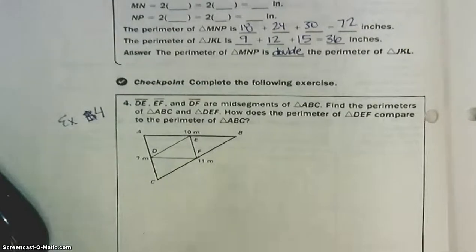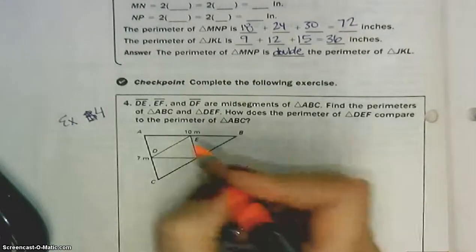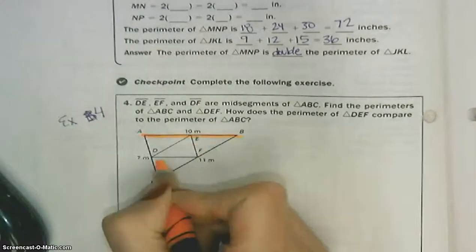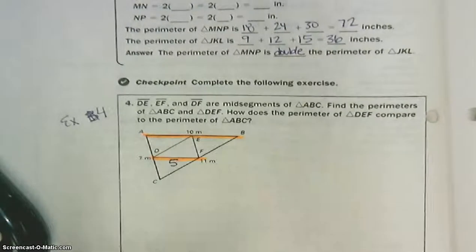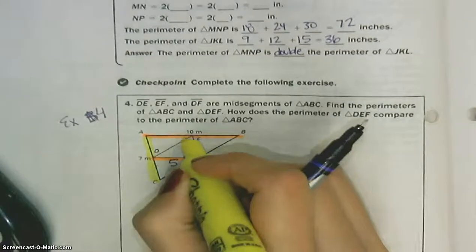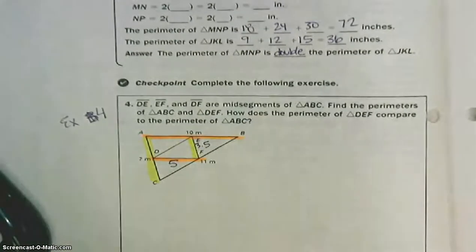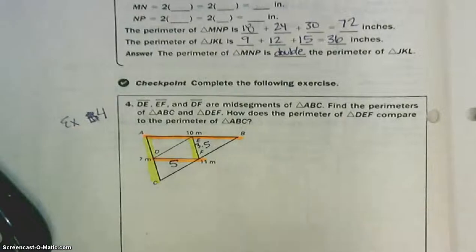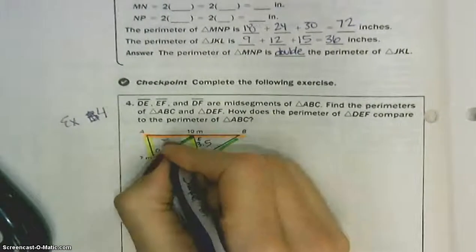So once again, I'm going to use my colors. We've got mid-segments, and we're going to compare the perimeters. Well, we already know what it should be, but I'll work it out just in case. Now we're going to go half. So we know this is 5. See how we're getting smaller? This is 7. That makes this 3.5. And if this is 11, that makes this 5.5.